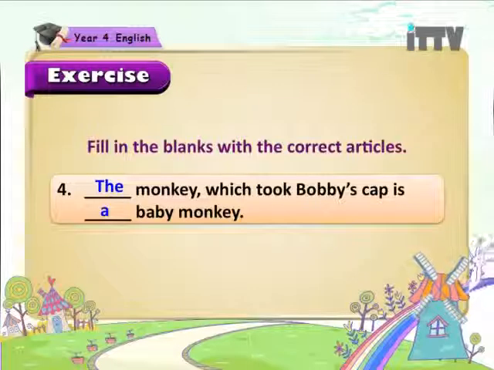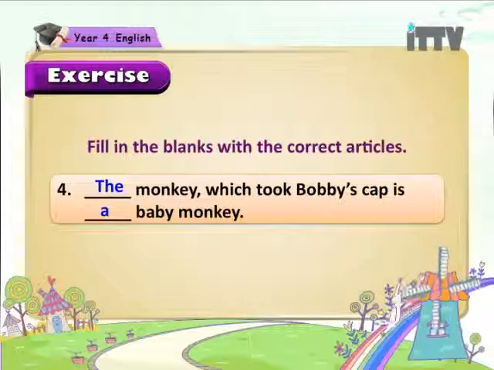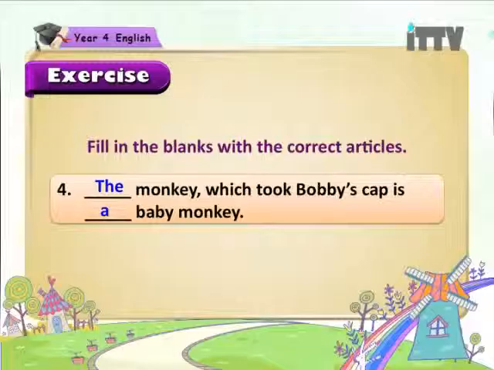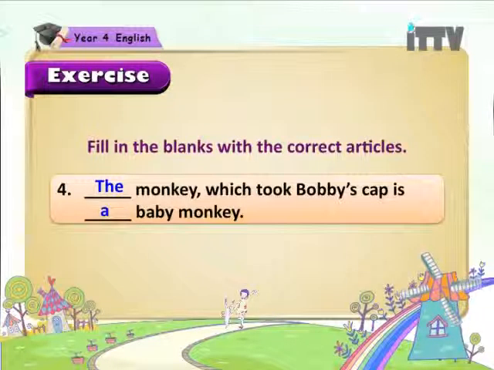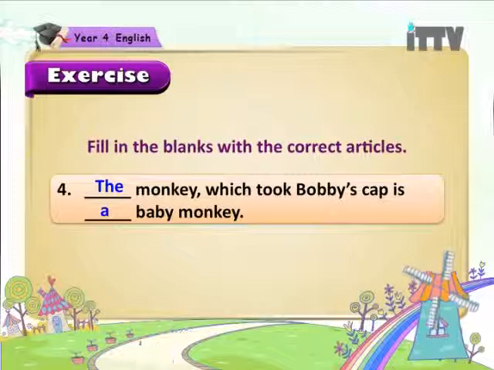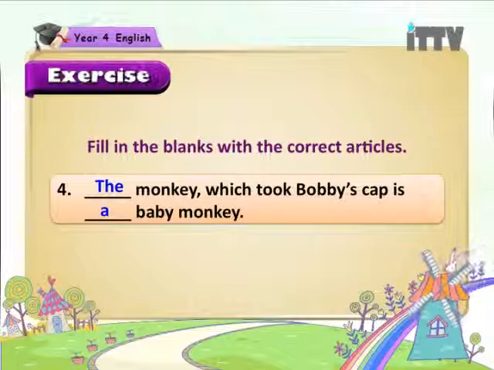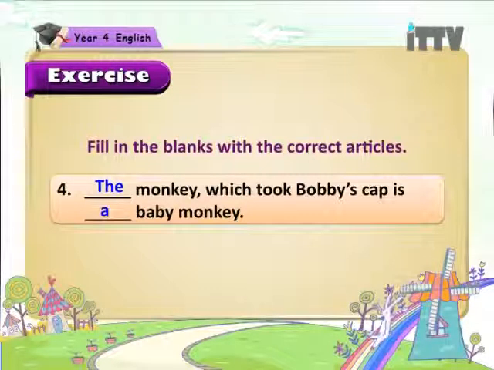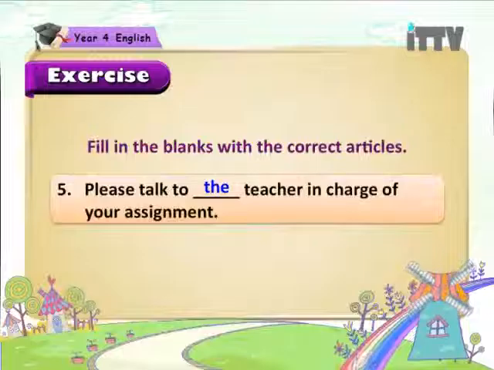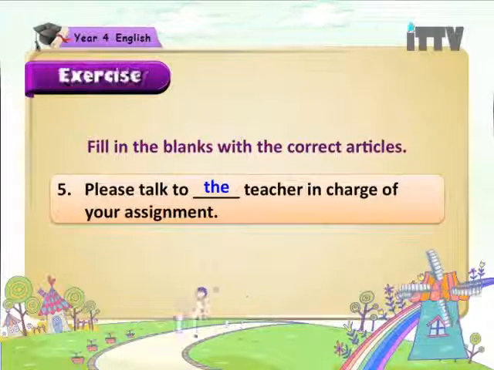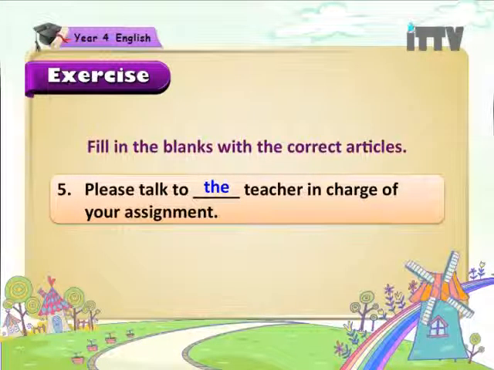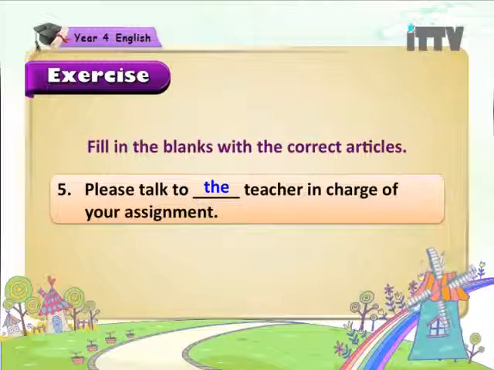The monkey which took Bobby's cap is a baby monkey. Now in this case, the is referring to a particular monkey, and a is used to show that it was done by one baby monkey. Please talk to the teacher in charge of your assignments. Now we use the here because we are talking about a particular teacher.